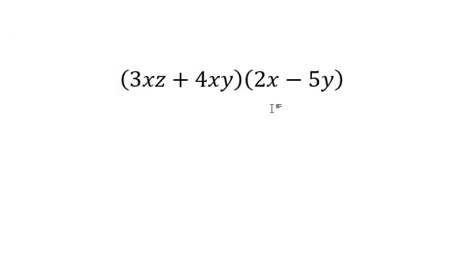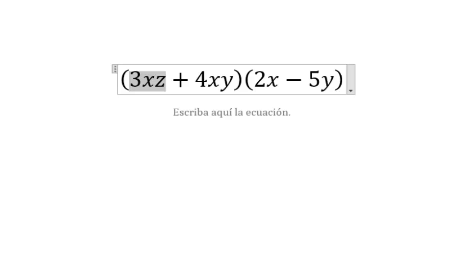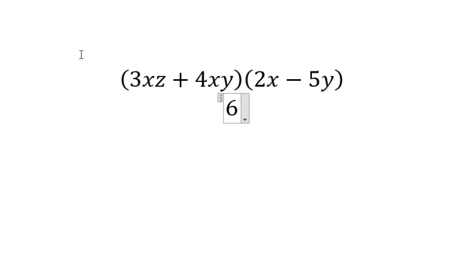Okay, in this case I have more than one letter. I have 2 letters on one and I have another letter on the other one. So let's try to work with this. Okay, so the same way, distributive property. I'm going to multiply the 3xz with the 2 terms of the other parentheses. Okay, so 3 times 2 will be 6. X times x will be x squared, right?